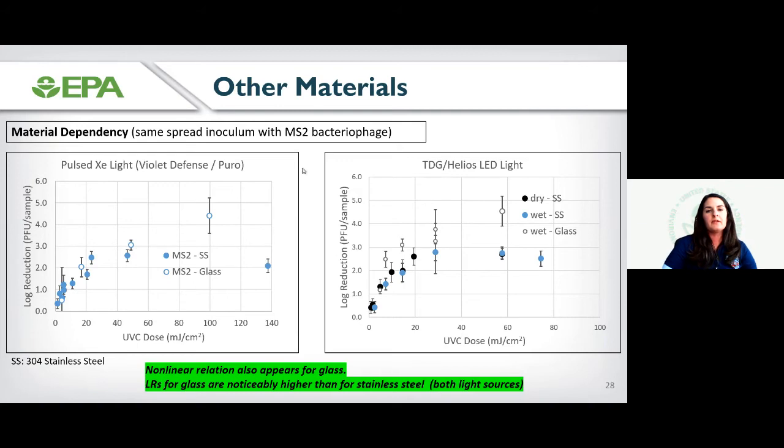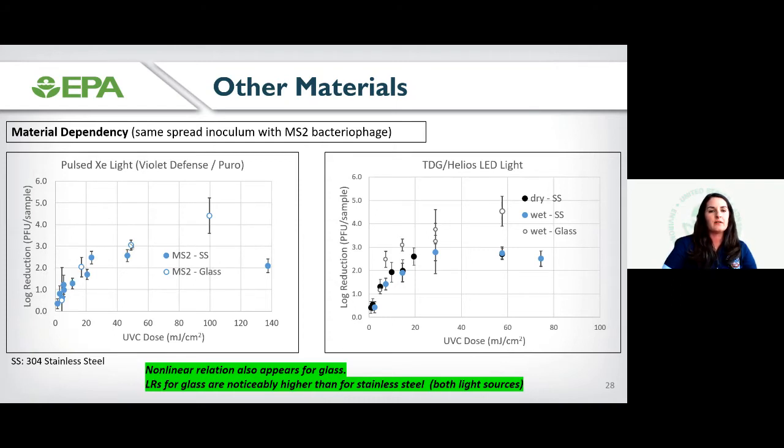Then we thought, well, maybe there's an impact with the material and how the virus is sitting on the material. Maybe that has some control over how effective UVC is in inactivating these viruses. In these 2 figures, the pulse xenon light results are on the left, the LED results are on the right, and the filled in circles are with the MS2 on stainless steel, but the open circles are with MS2 inoculated on glass.